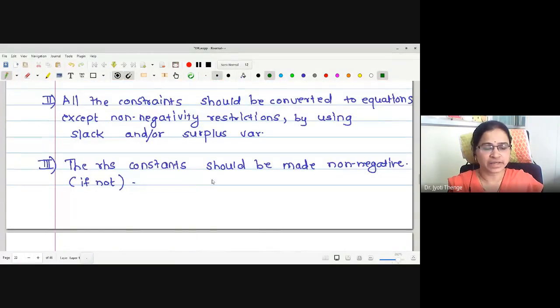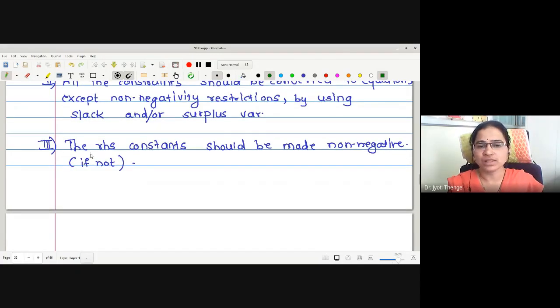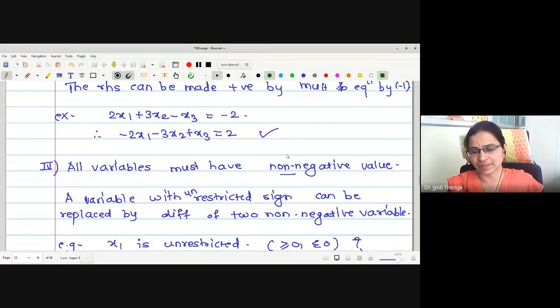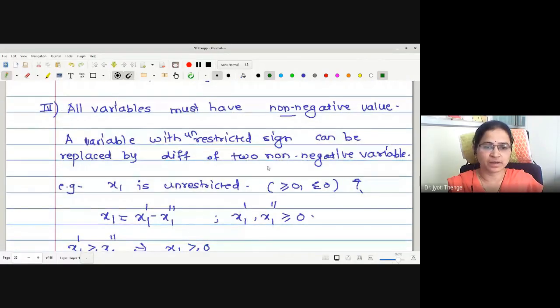Next, the second rule says that all the constraints should be converted to strict equations, except the non-negativity restrictions. And how can we convert those inequality constraints to equations? By using slack or surplus variables as per the inequalities prescribed in the given example. All the right hand side constants must be non-negative. If not, what do we have to do?